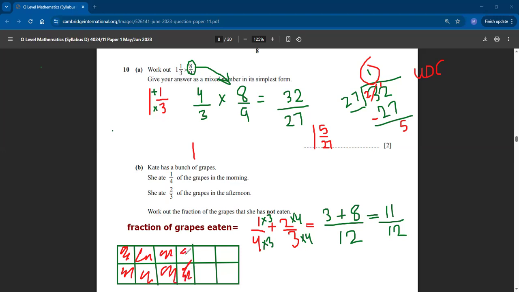So out of the total, if 11 over 12 is the fraction of grapes that are eaten, what would be the fraction of grapes that are not eaten? It's going to be 1 over 12. So the answer to this question is 1 over 12. How did we get that? The denominator represents the total, so the total is 12. The numerator represents the amount that has been consumed, which is 11. So 11 parts have been consumed. That means 1 part is left. So 1 over 12 is the remaining answer, and that's going to be your answer for this one.